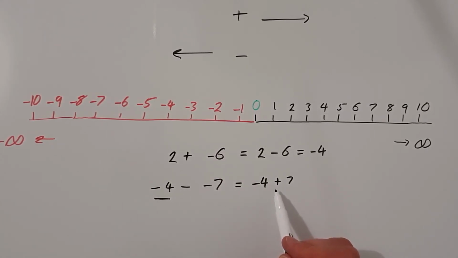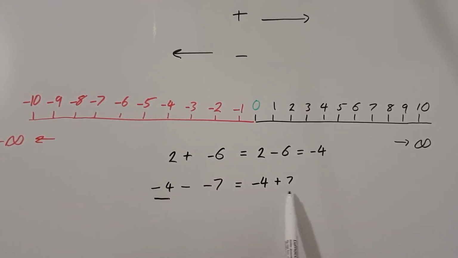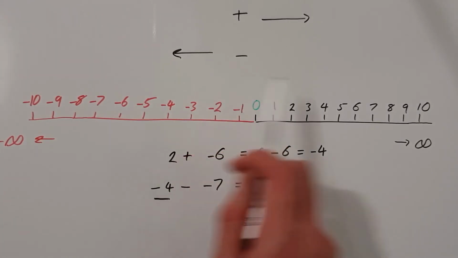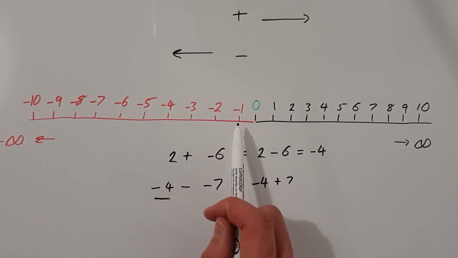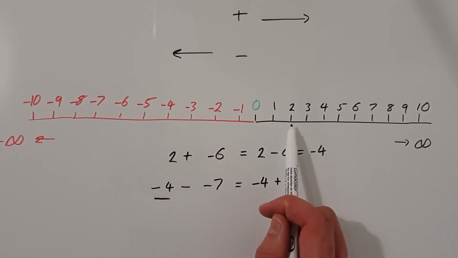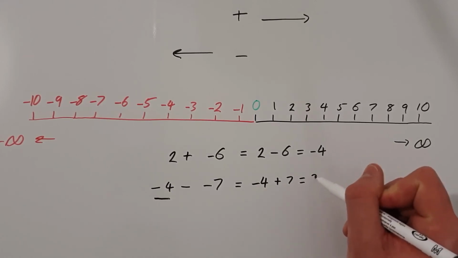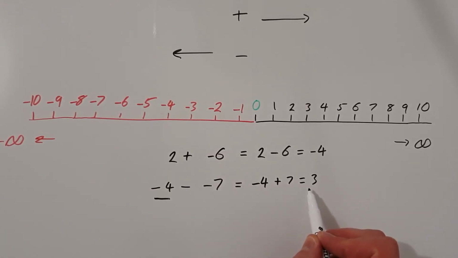So just like we did before then, we'll start at -4 on the number line, and we'll add 7. So we're at -4. If we're adding, we go to the right of the number line. So you're at -4, 1, 2, 3, 4, 5, 6, 7, 3. And that is the answer: -4 minus -7 is 3.